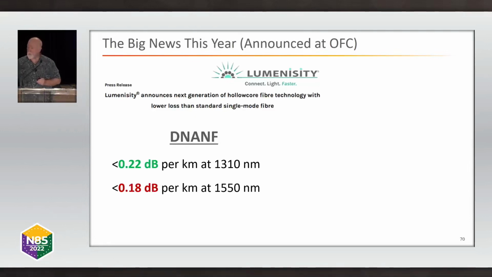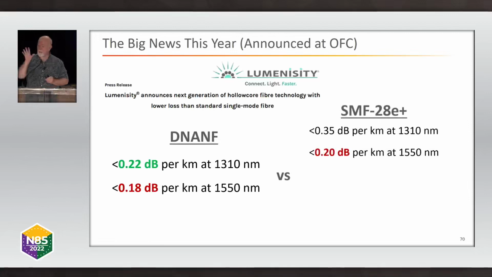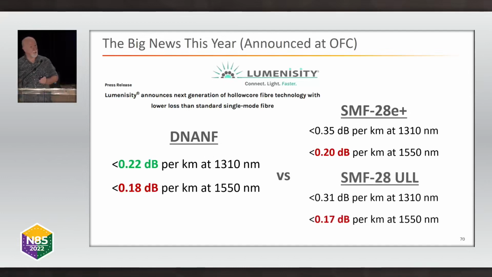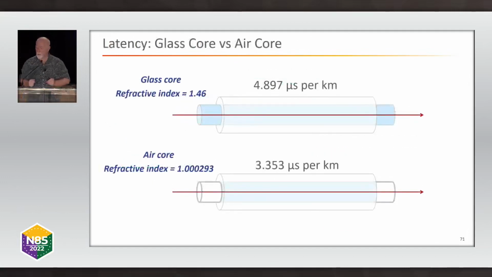Well, that compares with regular SMF. Now you'll see SMF has a much higher attenuation at 1310 nanometers, and it has a slightly higher attenuation at 1550. If you look at SMF 28 ultra low loss, it's still higher attenuation at 1310 nanometers. It's almost the same at 1550. So we're getting a fiber now that is performing not only as well as SMF 28 ultra low loss, but also over a much wider band of wavelengths. So this is really where we're getting the additional spectrum from with hollow core fiber.